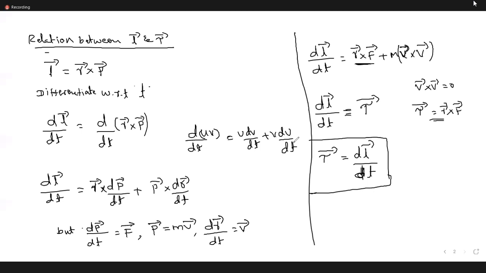And for linear momentum we discussed that force F equals dP by dt. Force in linear motion is equivalent to torque in rotational motion, and P is equivalent to L. Therefore tau equals dL by dt. Torque tau is equivalent to force, and dL by dt is equivalent to dP by dt. One is linear and the other is rotational. So we can write that the rate of change of angular momentum is equal to the applied torque.